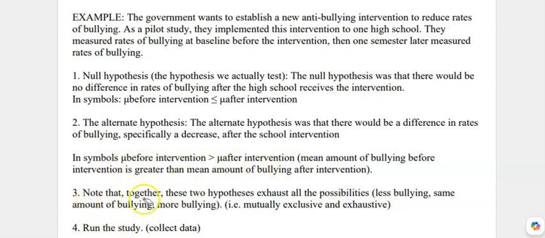And then note that together, these two hypotheses exhaust all possibilities. So less bullying, same bullying, and more bullying. If it's the same bullying or more bullying, we will fail to reject the null hypothesis. There will be no difference, and only the less bullying is what we chose, which is directional. So we will proceed with this. Run the study.